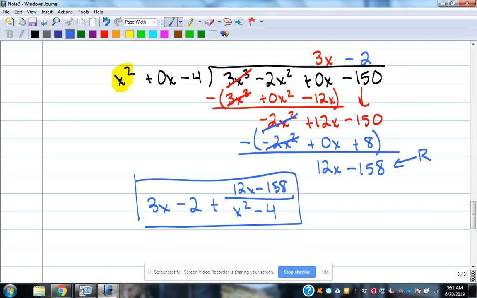It's a lot of operations, a lot of signs to watch out for. Be very careful. Don't get in a rush when you're doing the long division problems, because if you do, you're going to make a sign mistake.